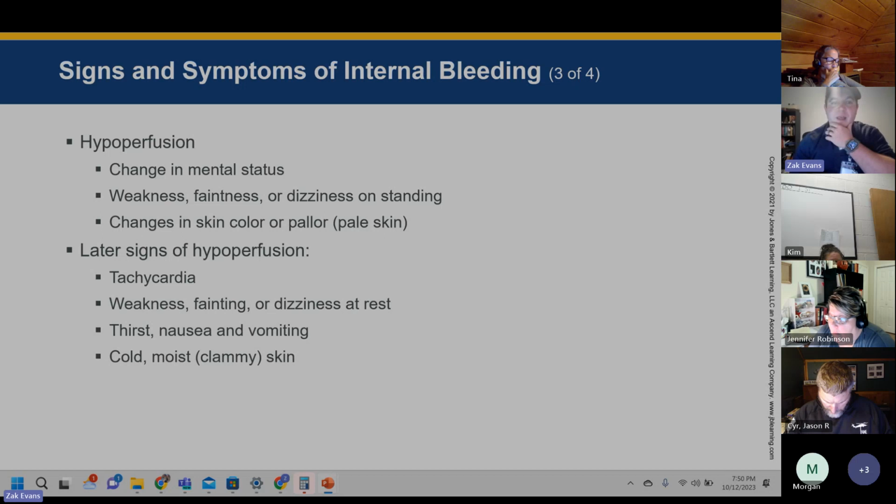Some late signs of hypoperfusion are tachycardia, weakness, faintness, and dizziness at rest. So late signs are if they're laying down and feeling weak and faint, it's probably not good, because we've gotten to the point where even when the body's laying flat, the pump and the blood is not enough to keep the body perfused. And then thirst, nausea, vomiting, cold, moist skin.